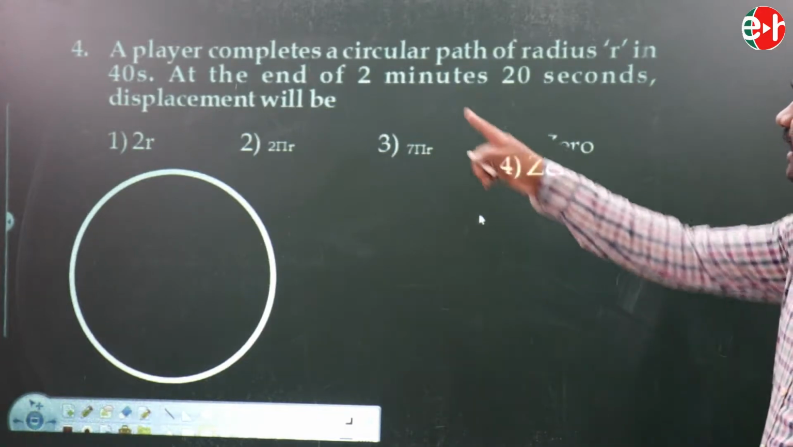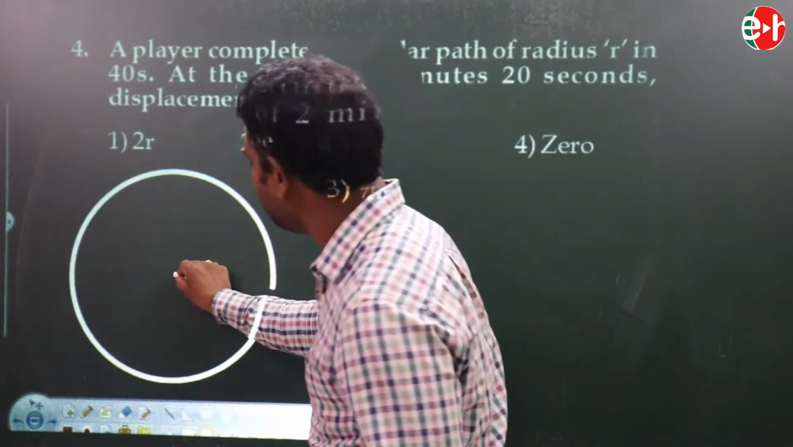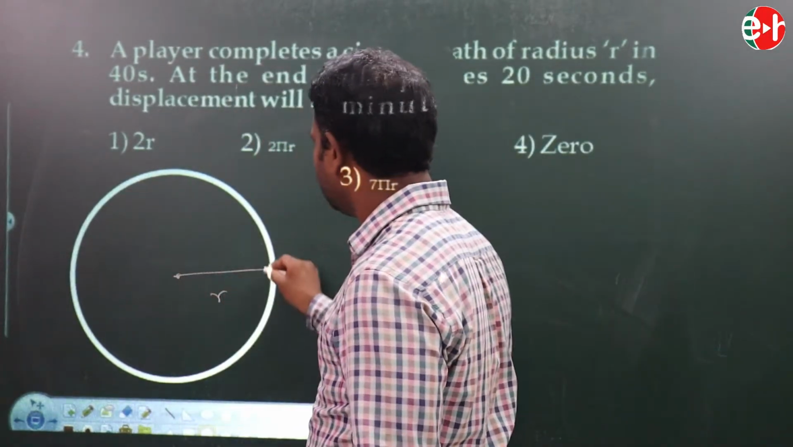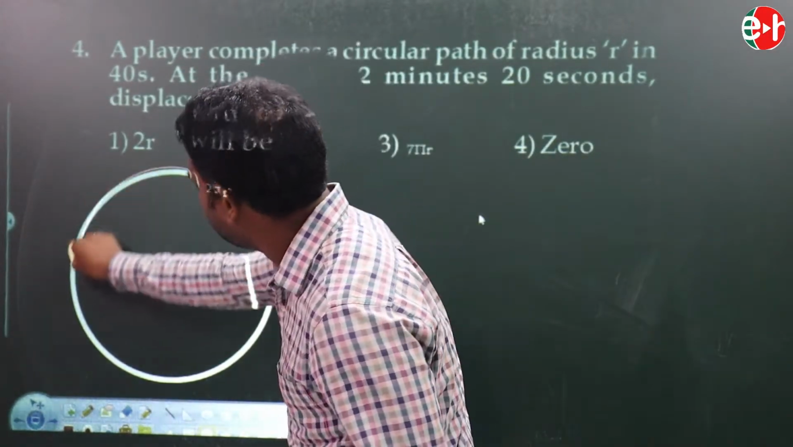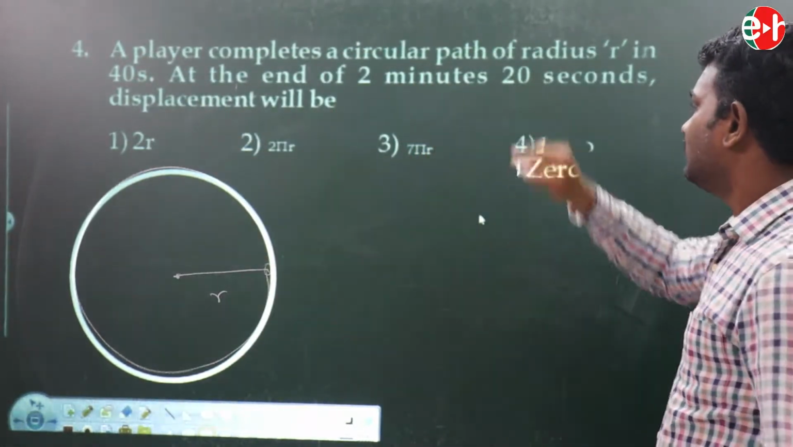So I am saying that a player completes a circular path of radius R in 40 seconds. So this is a circular path whose radius is R. He can complete this circular path in 40 seconds. At the end of 2 minutes 20 seconds.